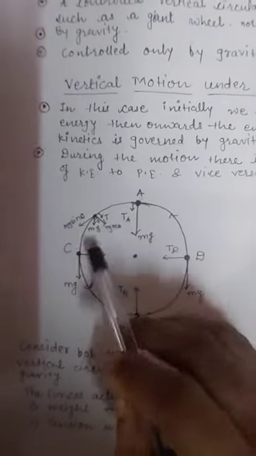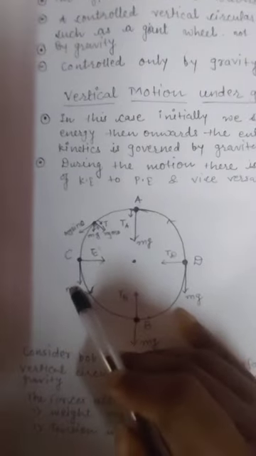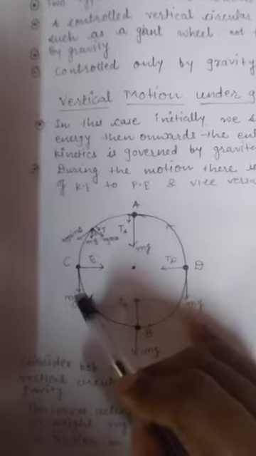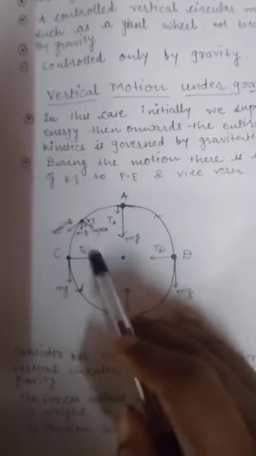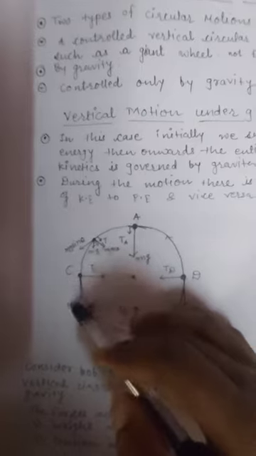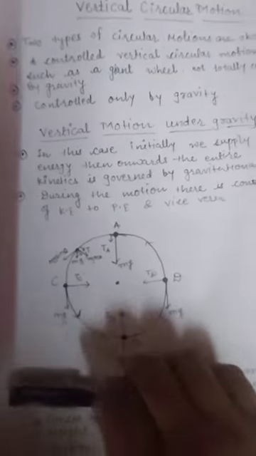Now see, in this case what happens? This mg changes the speed. This mg will help to change the speed, meaning the magnitude, and the tension in the string helps to change the direction, meaning it will help to trace the circular track, while the mg will help to change the speed.